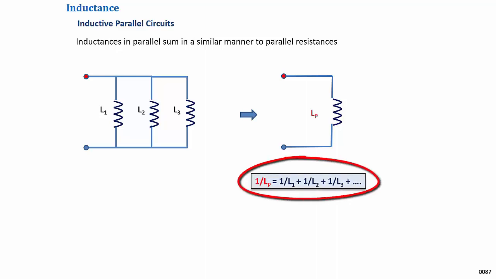The highlighted formula shows that where there are a number of inductors connected in parallel, they may be replaced by an equivalent inductor, Lp, where the reciprocal value of Lp is equal to the sum of the reciprocal values of the individual inductors.